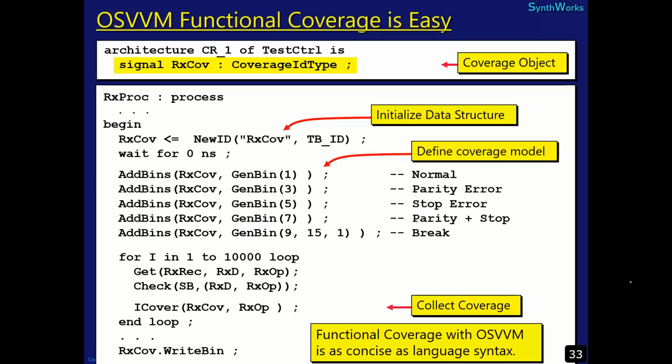And also, it's more flexible than what you do with SystemVerilog, because all SystemVerilog coverage is defined in the declarative region, whereas here it's defined in the code region. That means you can use any sequential construct to help you, including if statements, and create conditional coverage. So that's a capability that they don't have.